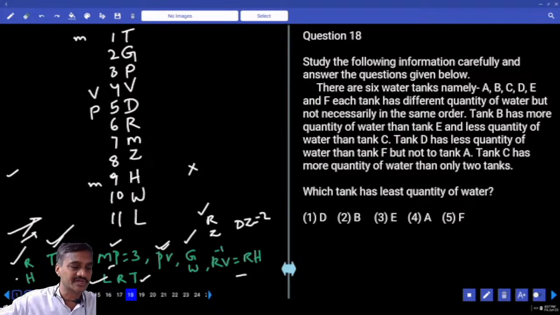Now there are 6 water tanks. Now these 6 water tanks are placed one above the other, isn't it? Now there are different quantities of water. Now it comes in which category? Comparison. 18 to 20 come under which category? Comparison, definitely under the first priority. Okay.